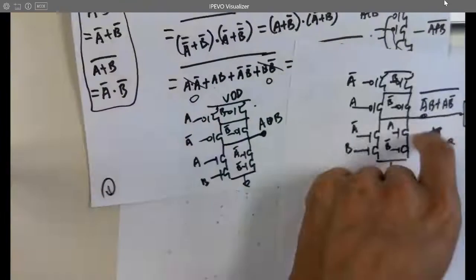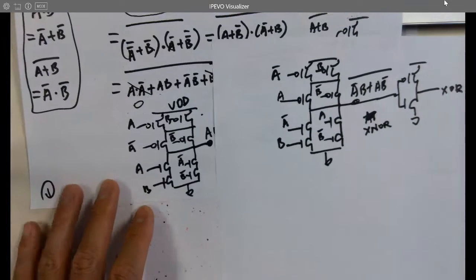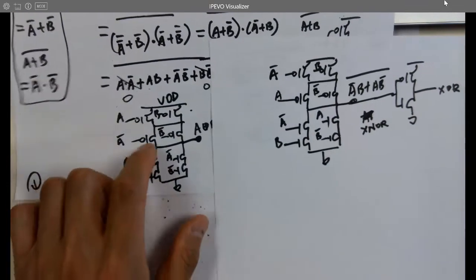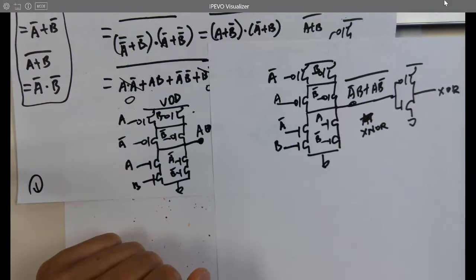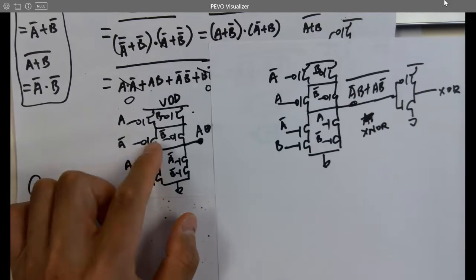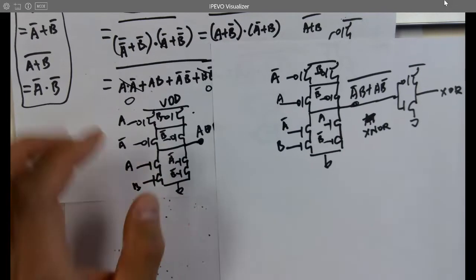Which one do you prefer? XOR, XNOR, right? Same XOR. Which one do you prefer? This one, right? Either, or the one with fewer transistors being used.